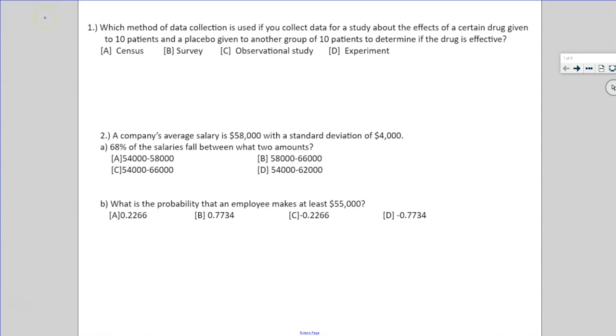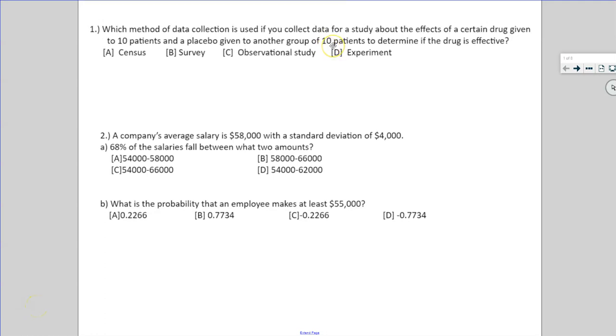So the first question says, which method of data collection is used if you collect data for a study about the effects of a certain drug given to 10 patients and a placebo given to another group of 10 patients to determine if the drug is effective? Of course, it's going to be an experiment. You are giving 10 patients a drug, and another group of patients a placebo, and then you're seeing if the drug is effective.